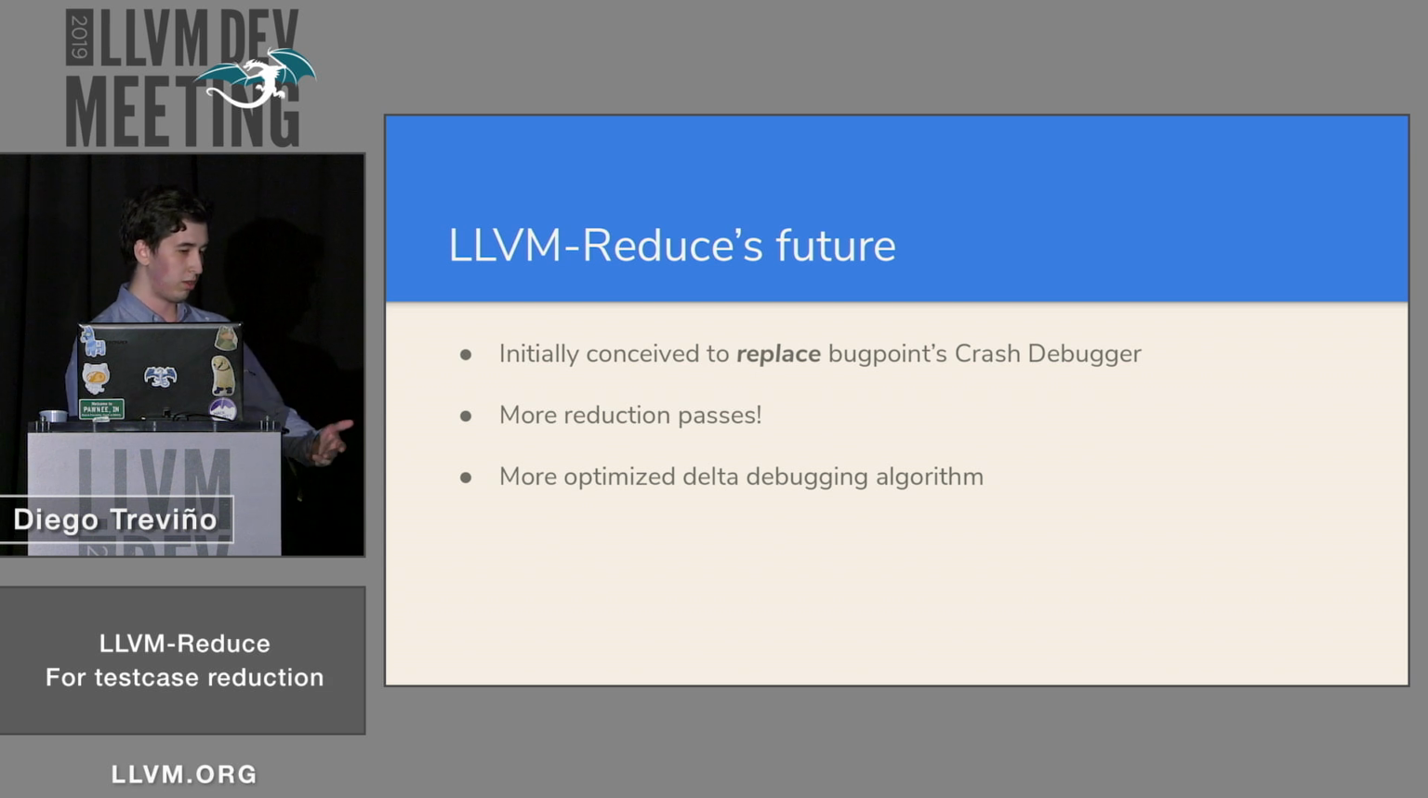You don't have to mess with the main delta debugging algorithm to add more passes, so it's much easier to contribute. And well, the main algorithm is also a bit unoptimized, so that can be improved upon. And yeah, let's do some Q&A.